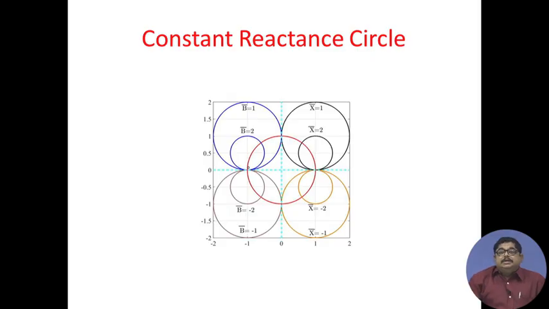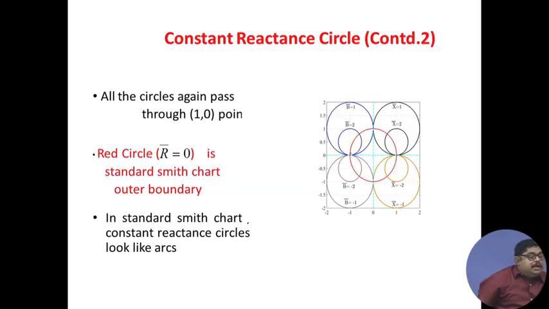So, their centers are all lying outside the Smith chart, but one point is still true: if you see the first and fourth quadrant, all the constant reactance circles are again passing through the rightmost point 1, 0. So, the same point through which all the constant resistance circles pass, the constant reactance circles also pass through. But unlike the constant resistance circles, these constant reactance circles are mostly going outside this standard Smith chart. So, the red circle is the standard Smith chart outer boundary.